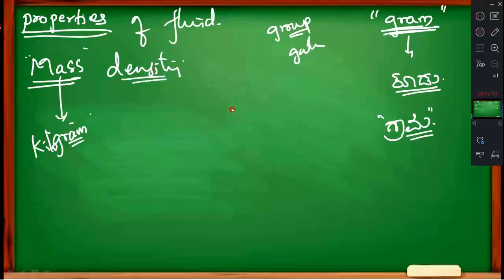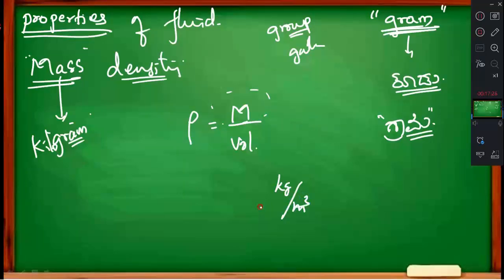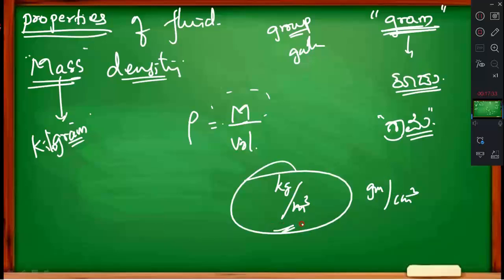Density means what? Mass by volume. Means how many particles are there in a particular volume. How much mass is there in a particular volume. That is your density. Density is your kg per meter cube, or gram per centimeter cube. But we will use kg per meter cube. Okay.